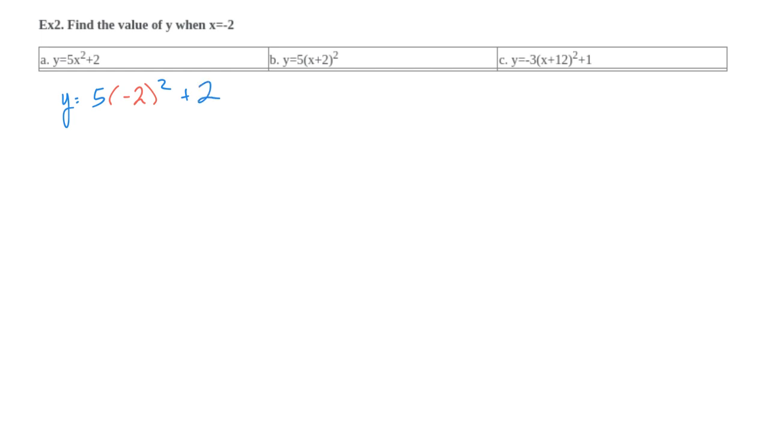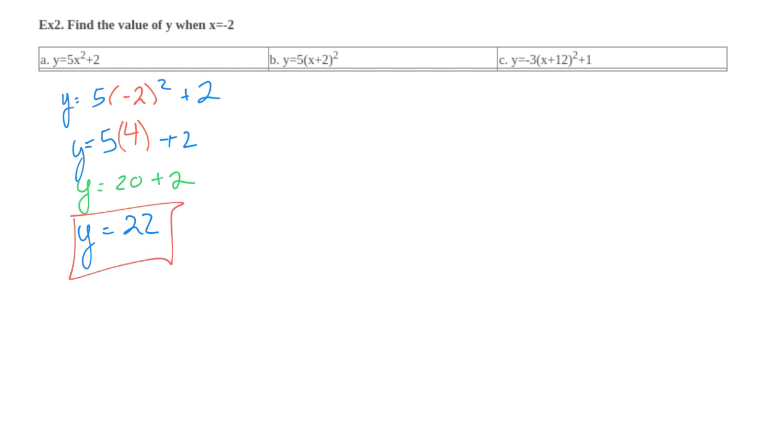Now, we have to simplify this. We have to do the exponent first. So negative 2 all squared gives us a value of 4, right? Then we multiply it by 5 and then add the 2. So now we have to literally multiply this out using BEDMAS, and we end up with y is equal to 20 plus 2. And then we end up with y is equal to 22 as our final answer.